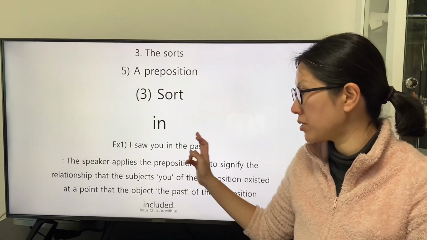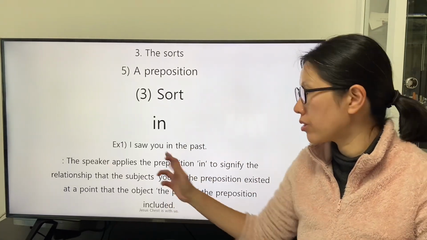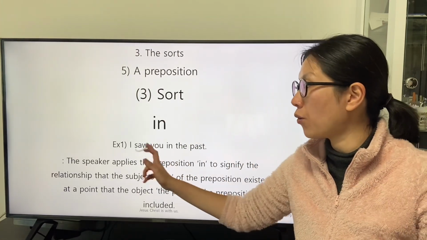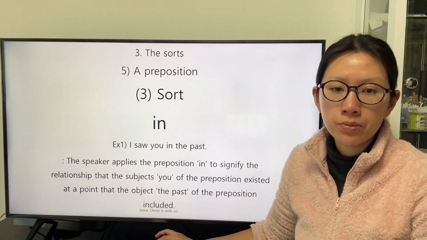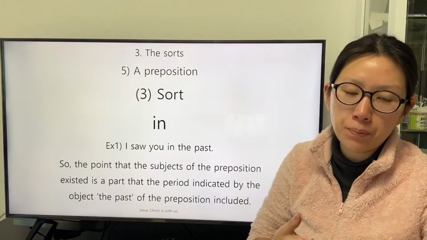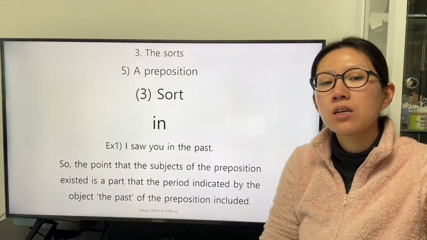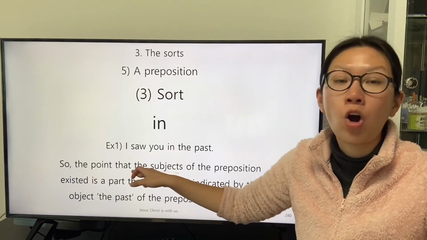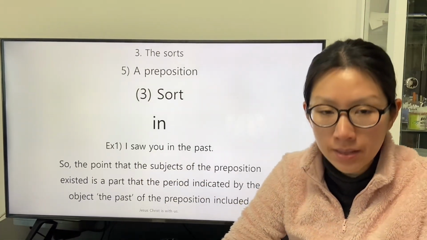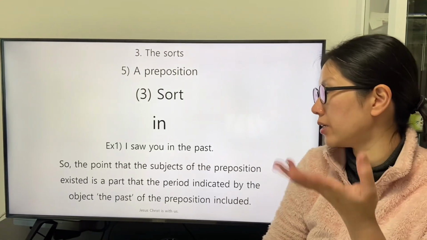The object of the preposition, the past, occurred with the past tense revealed by the form of the transitive verb saw. So the point that the subject of the preposition existed, the listeners, is a part that the period indicated by the object, the past of the preposition, included.